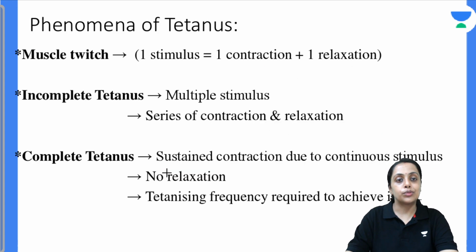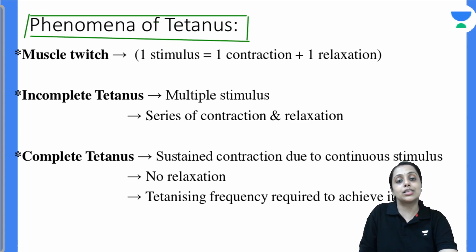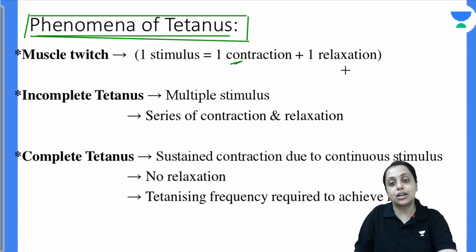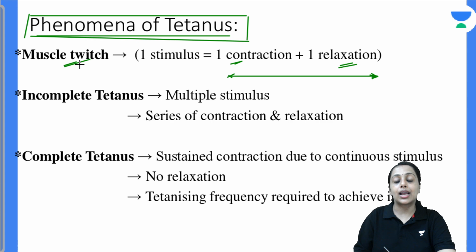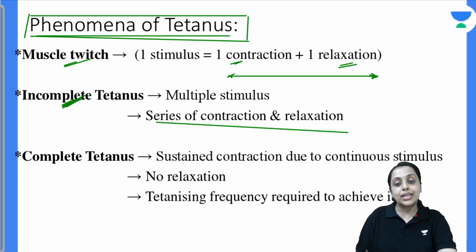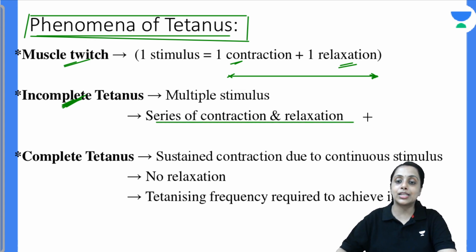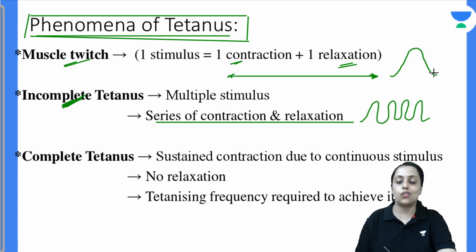Is this clear? So moving further, now coming to the phenomenon of tetanus. When we give a single stimulus, there is single contraction, there is single relaxation. This phenomenon of single contraction and single relaxation with one stimulus is known as a single muscular twitch. Okay, now we increase the frequency, we are giving multiple stimuli. So initially we will see incomplete tetanus. In incomplete tetanus, we are going to see a series of contractions and a series of relaxations. This is our single muscle twitch, which consists of single contraction, single relaxation.